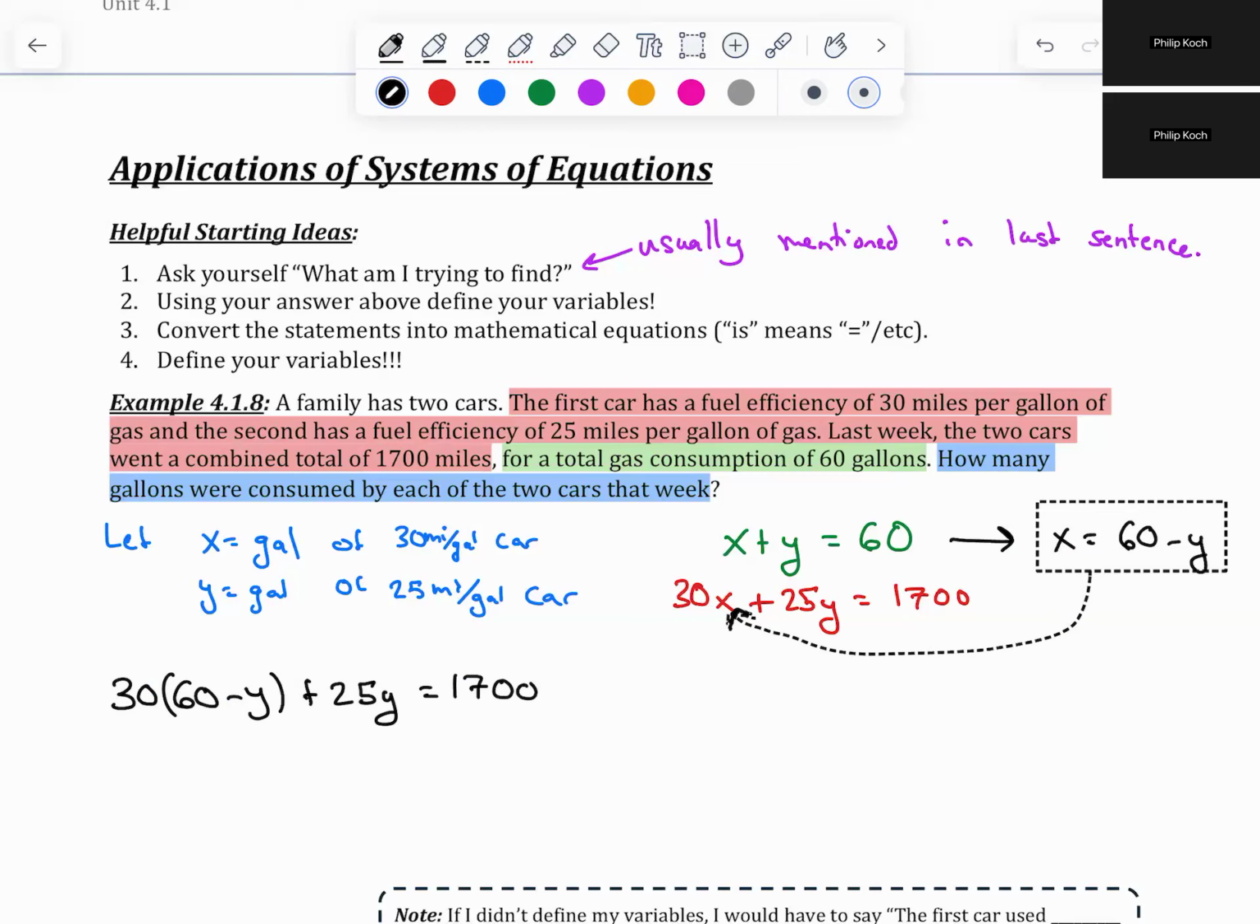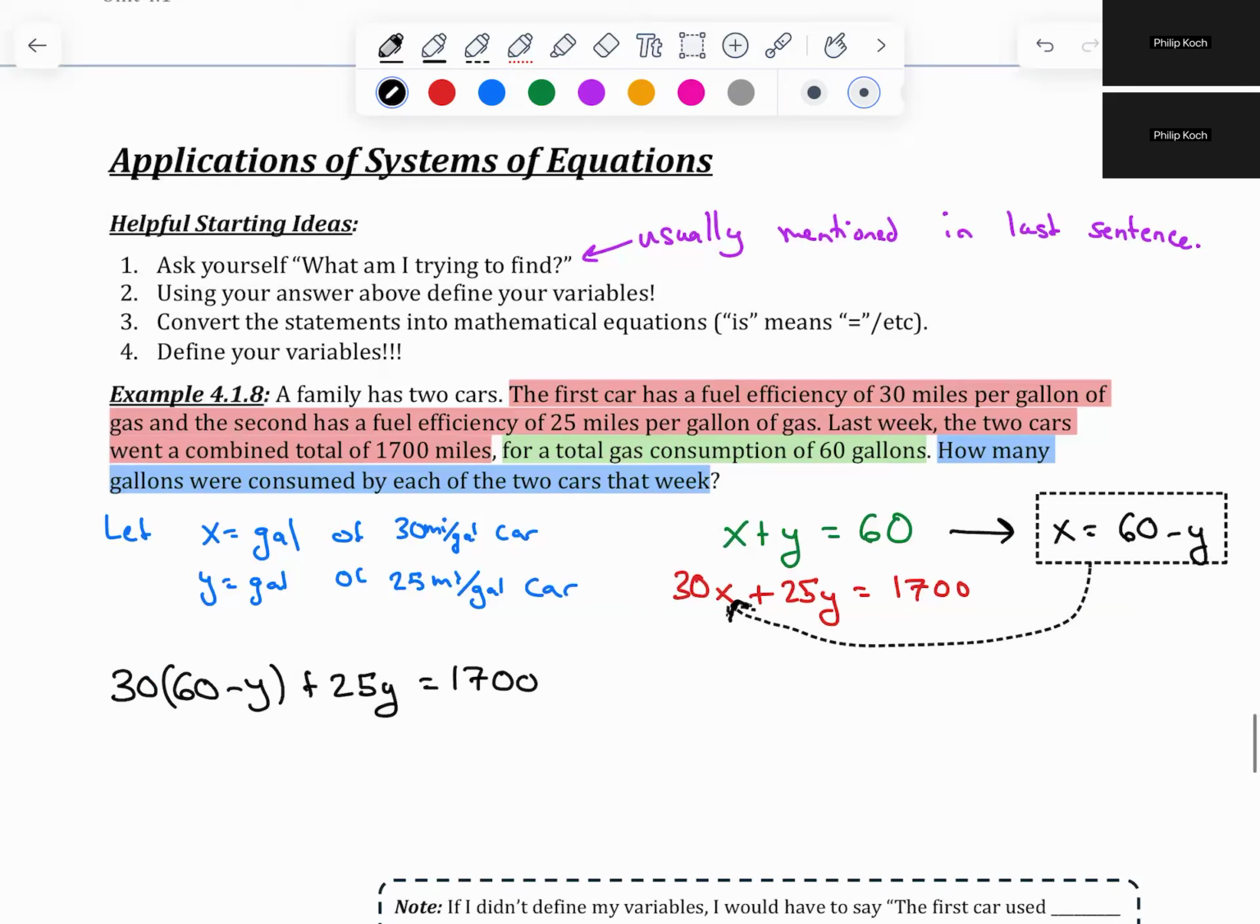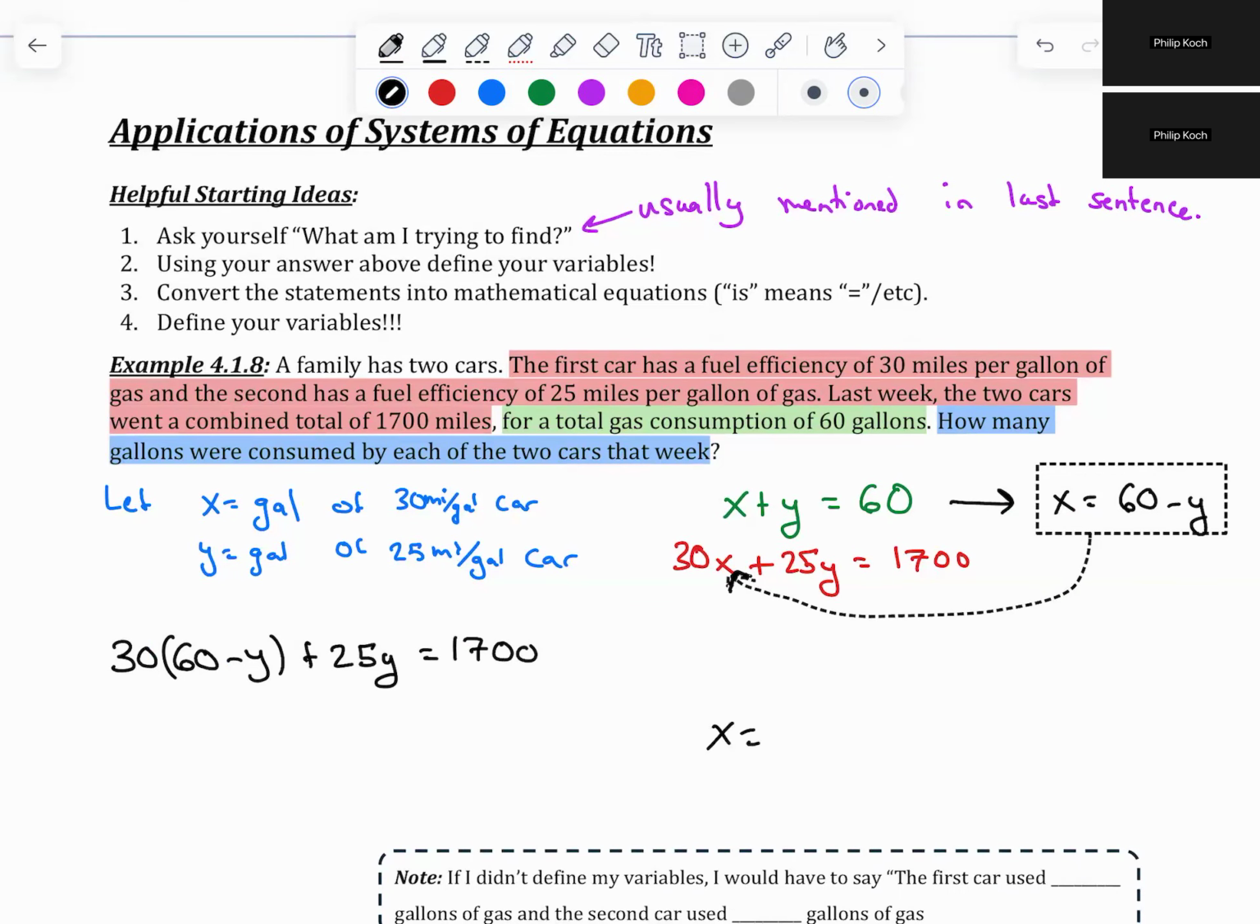We'll call it good for now. We'll finish it up. The answer should be x equals 40 and y equals 20, but we'll finish this up next time. Okay, guys? Should get x equals 40 and y equals 20 if you want to do this later today.